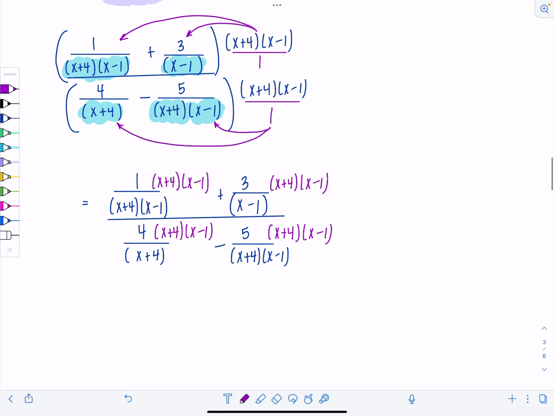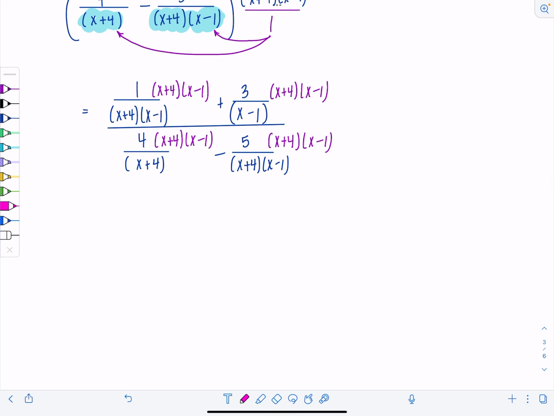Okay, now my favorite part, cancel party time. So bam, bam, those completely cancel out, x plus 4 and x minus 1. So all that we're going to be left with for that first term in the numerator is a 1. Plus, let's look at the next term. X minus 1 cancels out. So I have 3 times x plus 4.